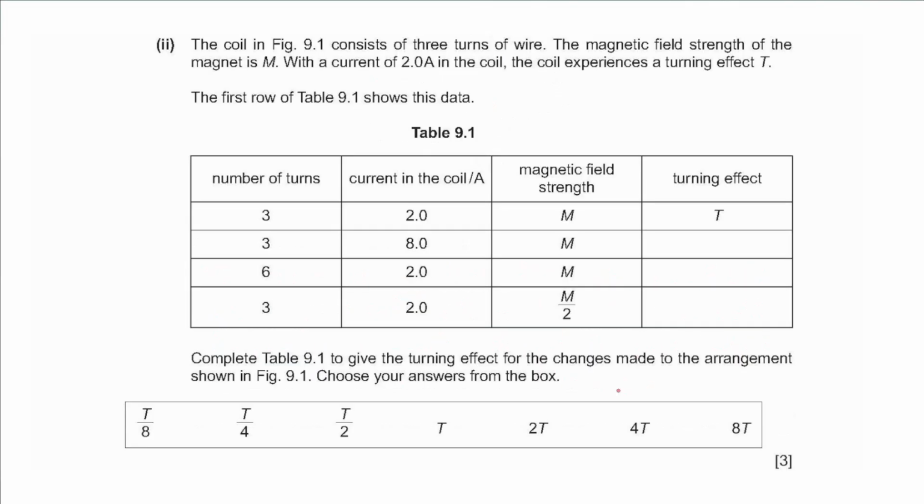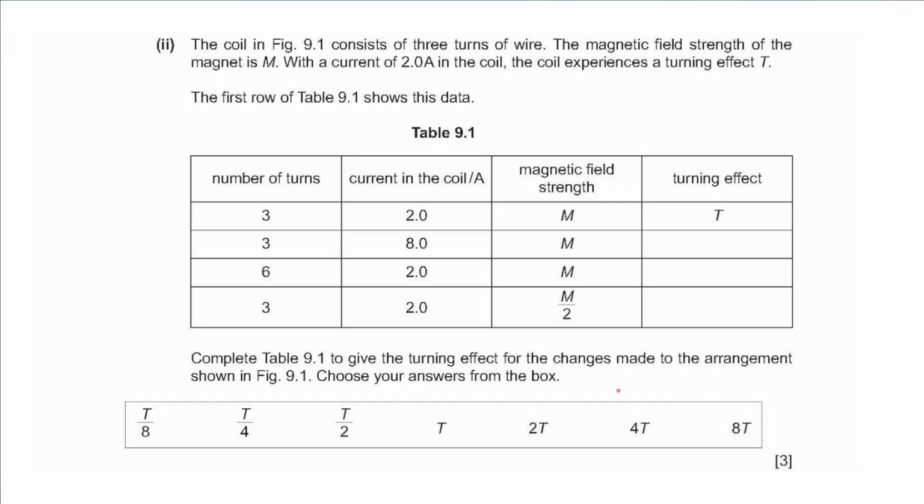B2 says the coil in figure 9.1 consists of 3 turns of wire. The magnetic field strength of the magnet is M. With a current of 2 amperes the coil experiences a turning effect called T. The first row of table 9.1 shows this data, and then we have changes to the data. Complete table 9.1 to give the turning effect for the changes made to the arrangement shown in figure 9.1.